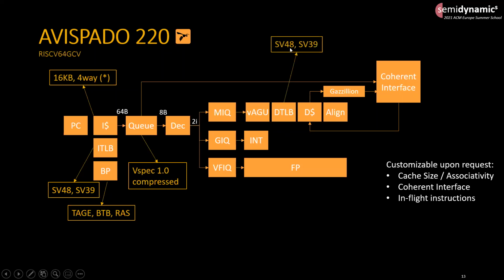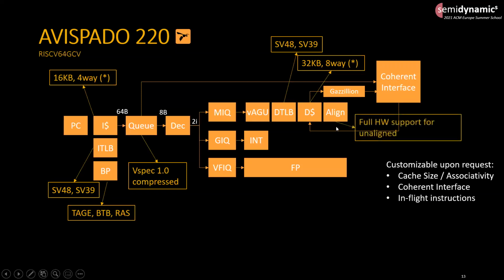Again, we support SV48, SV39, so full MMU support, Linux capable. From there, we look into the L1 cache. The L1 cache is 32 kilobyte 8-way. Again, customizable. We can reduce ways. We can reduce total size up to the customer choice. And then we go through the aligned network after reading the data.